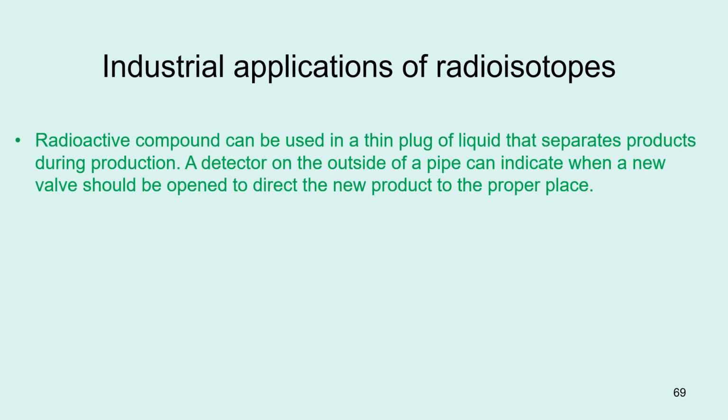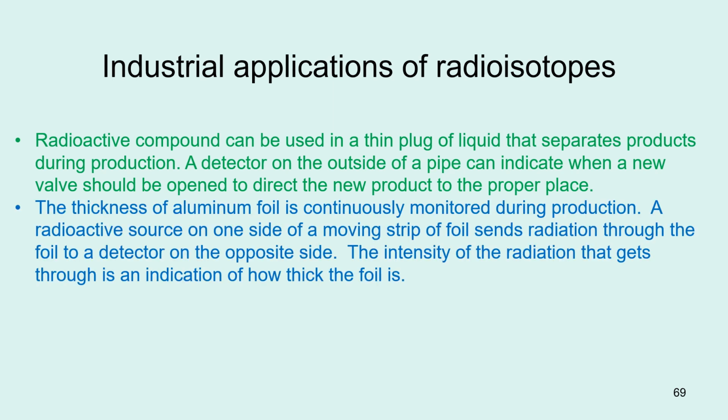There are some interesting industrial applications for radioisotopes. For one example, if there's a chemical plant or some other kind of plant that has products that go through tubes or pipes, you can put a thin plug of radioactive liquid that separates the different products during production, and a detector will tell you when the product is changing, so you can redirect the pipes or open a new valve. I found this really interesting. They actually use radiation to monitor how thick aluminum foil is being pressed when they roll it. The radioactive source is on one side of the strip of foil and a detector is on the other side, so they know how thick the foil is, and they can alter it if needed.